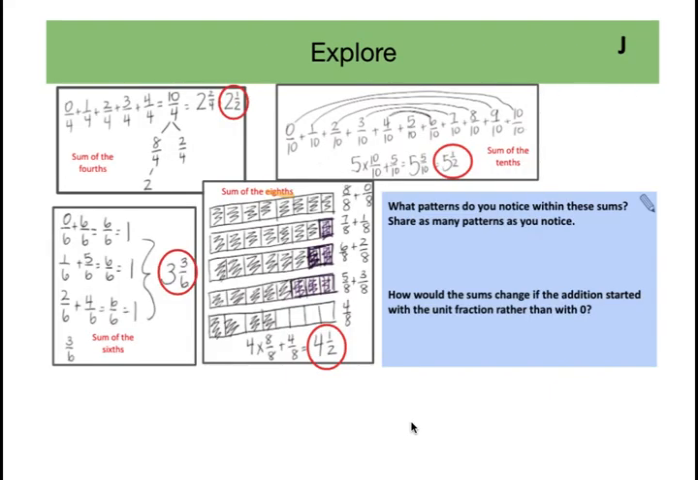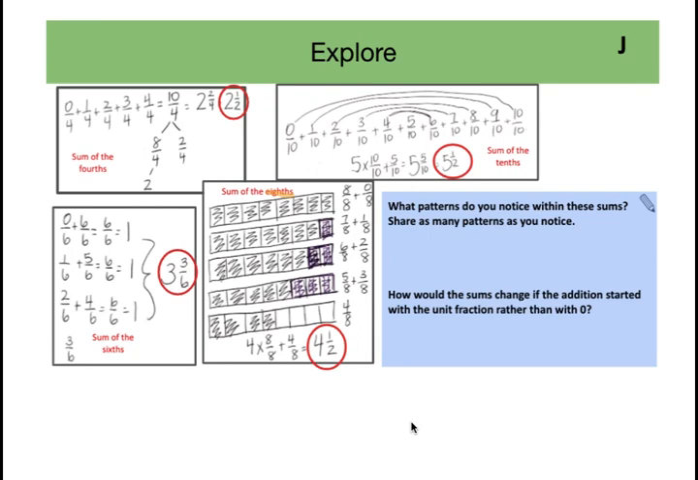Okay, now that you've explored a few more problems, let's take a look at this slide here. So I want you to answer those two questions. What patterns do you notice within these sums? And how would the sums change if the addition started with a unit fraction rather than 0? So go ahead and pause and think about those two questions. And when you're ready, press play.